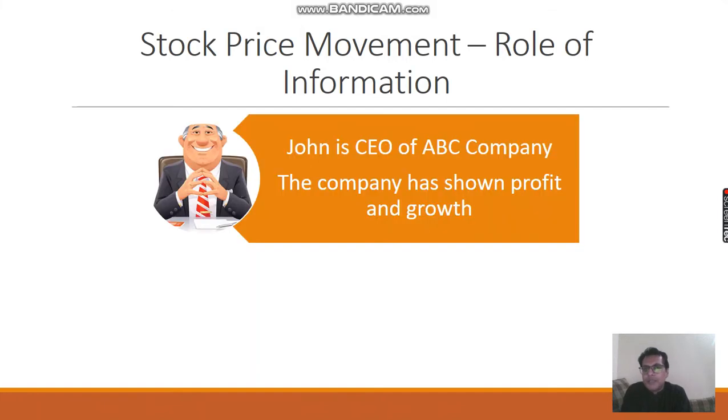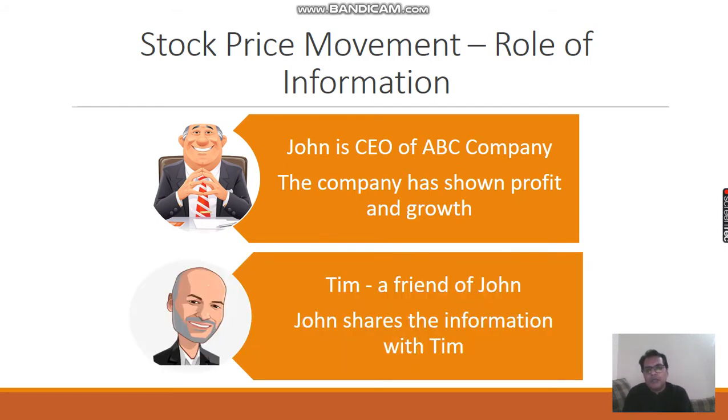Now consider the example of ABC company. Mr. John is the CEO of this company, and the accounts department has just submitted the financial statements, and those financial statements are showing that ABC company has performed tremendously during the last year. The profit and sales have shown huge growth, and Mr. John is very happy about the performance of this company. Now this information is obviously public information that has to be made public, but it has not yet been made public. Rather, John passes on this information to one of his friends, Tim, that my company has performed very well.